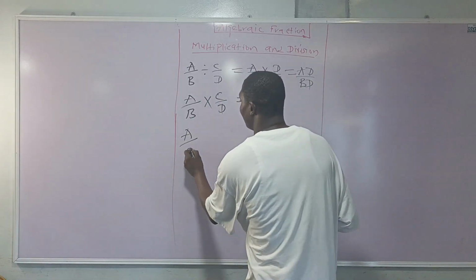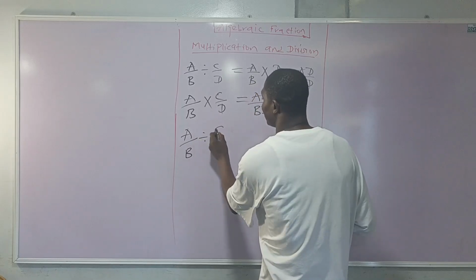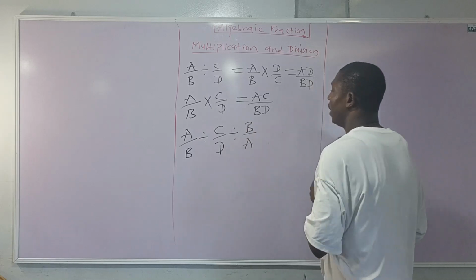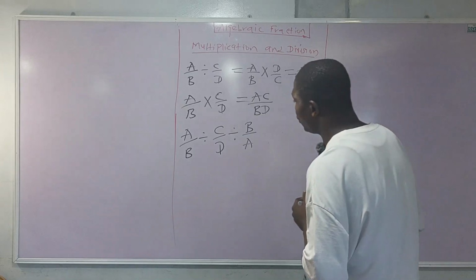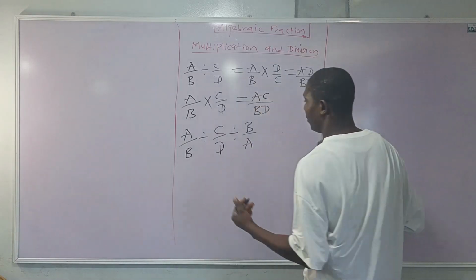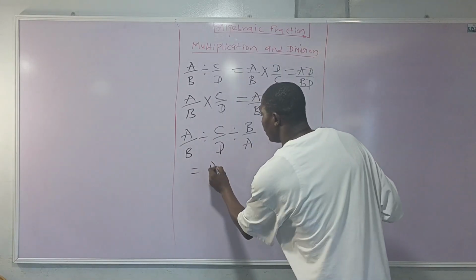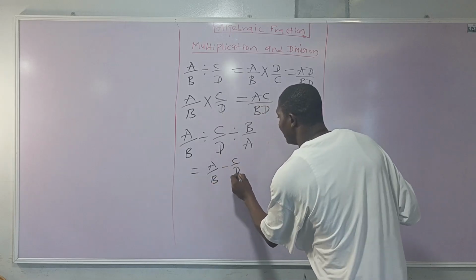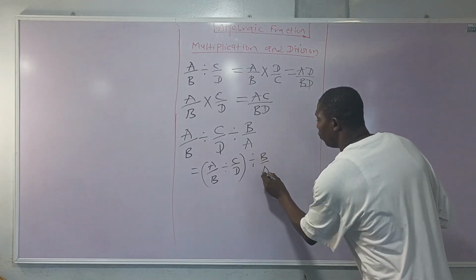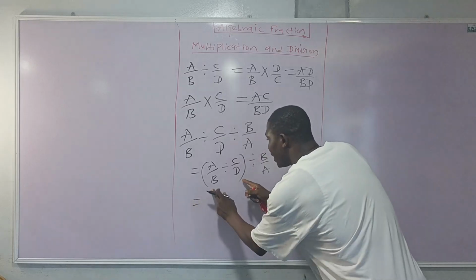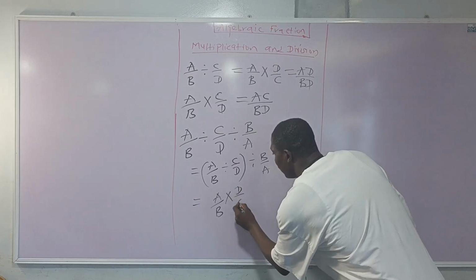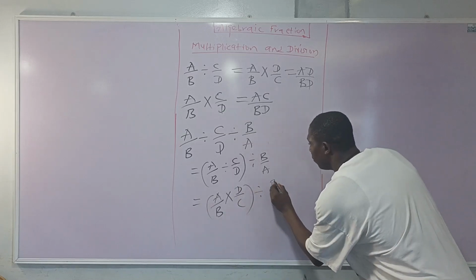AC over BD. Then let's assume we have a third. Let's say we have A over B divided by C over D, divided again by B over A. How do we treat this? This is division occurring twice. So we treat the division from our left hand side, meaning we are to have A over B divided by C over D. You can decide to bracket it, divided by B over A. Working the inner fraction first gives us A over B times D over C in brackets, divided by what? B over A.